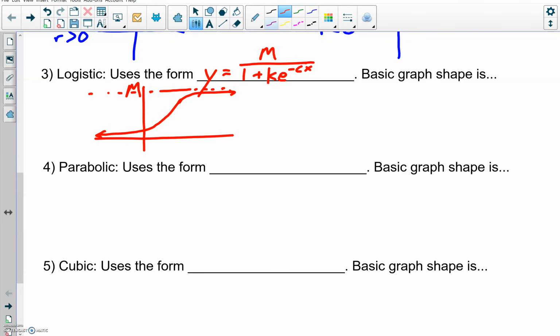All right, and then some new ones that we haven't really seen before but are going to be used in this section. The parabolic. We have the form here, y equals ax squared plus bx plus c. So this is what they would call a quadratic form, or it gives you a parabola. So you might also see this as a quadratic.